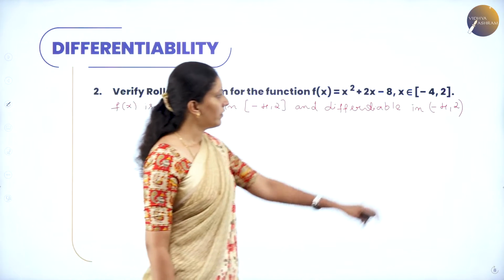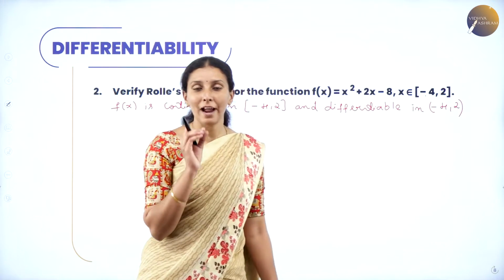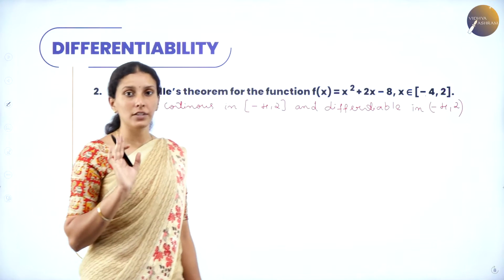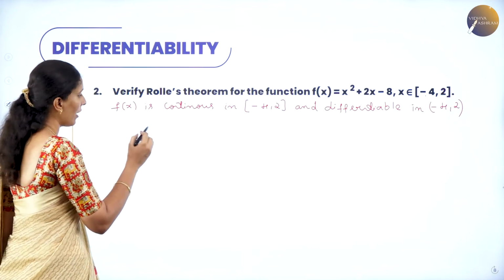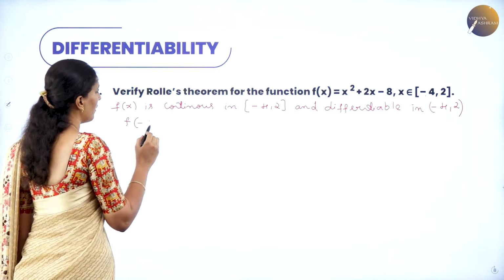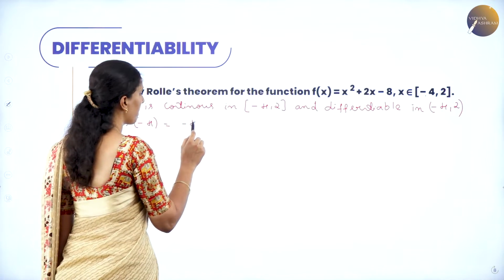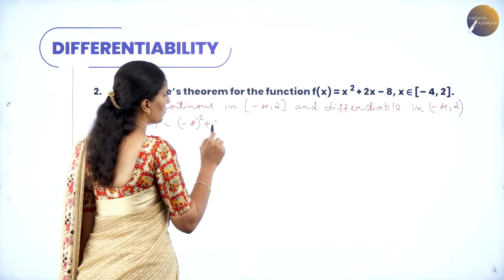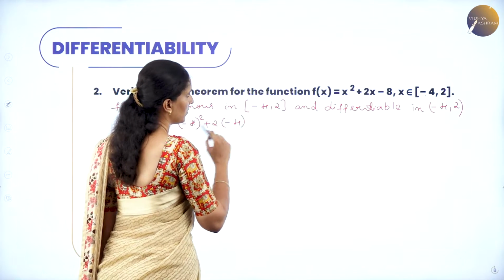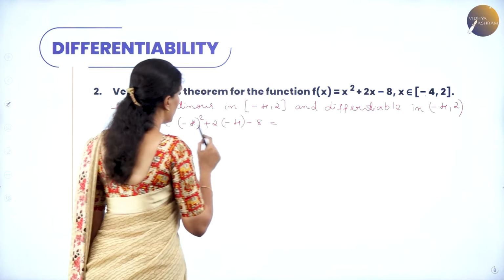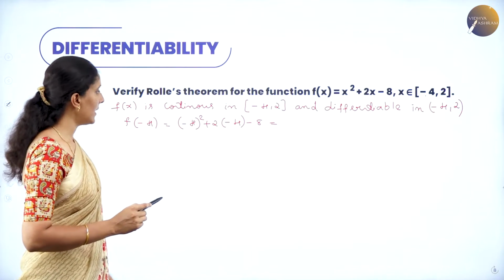Now here we have the interval a comma b. We have to verify whether f of a is equal to f of b. Let's check f of minus 4. When you take minus 4 whole square plus 2 into minus 4 and minus 8, minus 4 whole square is 16.